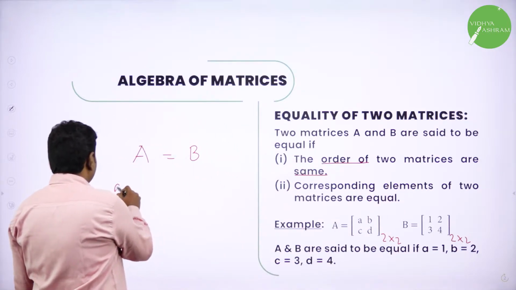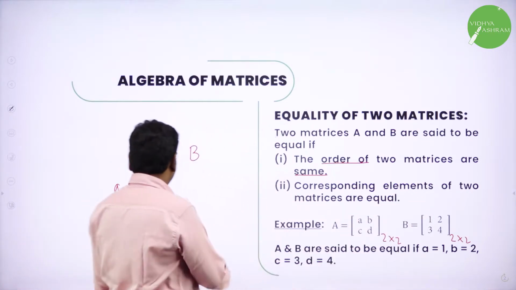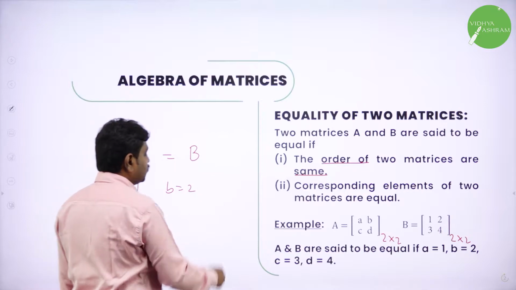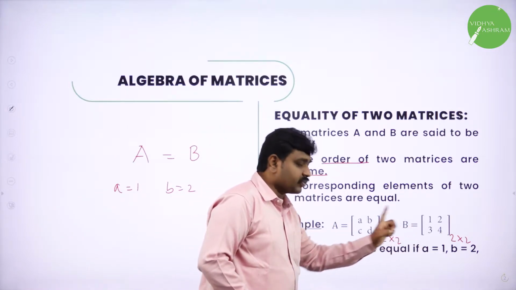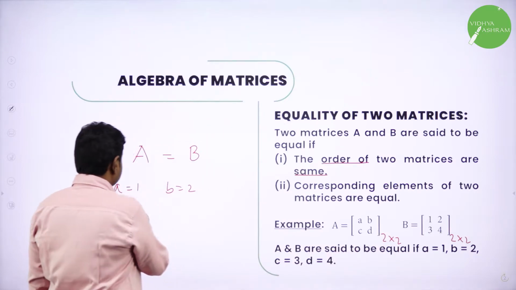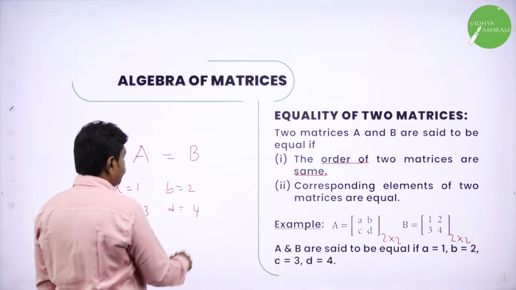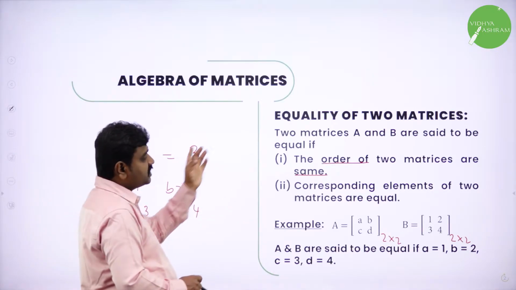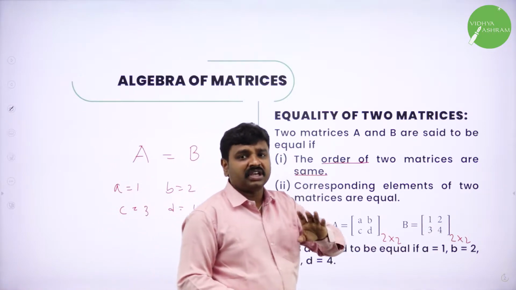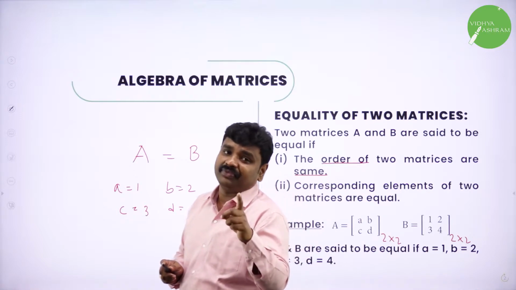First element should be equal to first element. Means A is equal to 1. Second element should be equal to second. So, B is equal to 2. And third element should be equal to third. Third means this is second row first element, second row first element, both should be same. So, C value should be equal to what? 3, and D value should be 4. If this holds good, then they are equal. Two matrices are said to be equal if they have same order and corresponding elements are same.